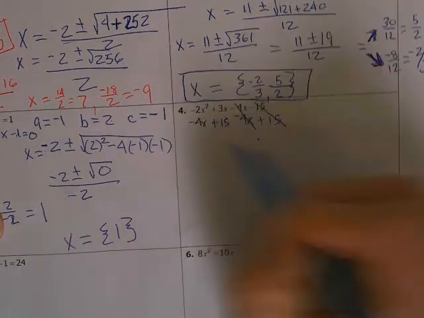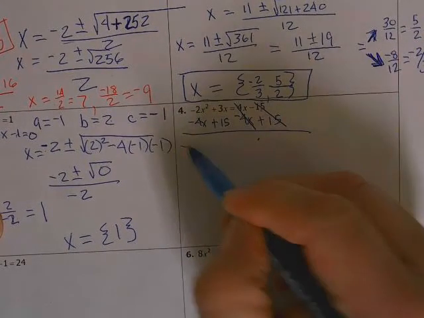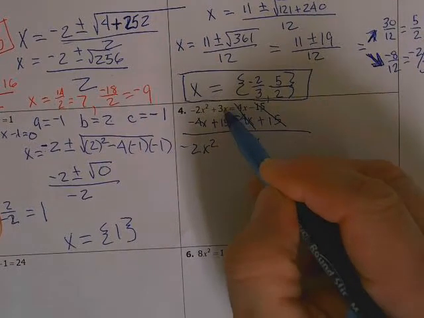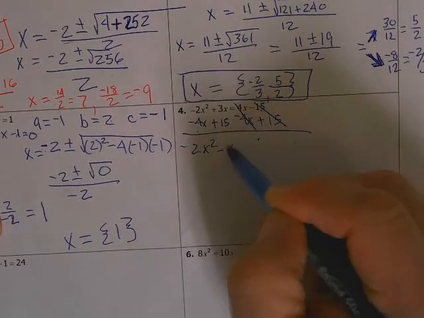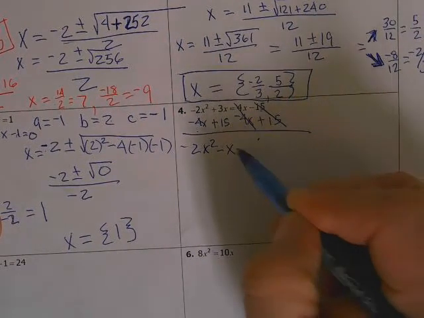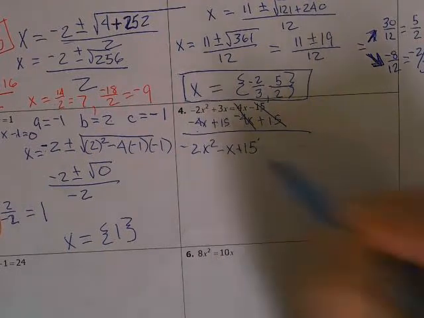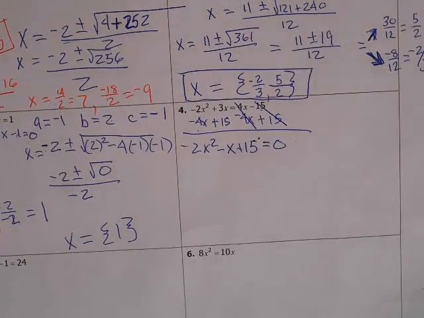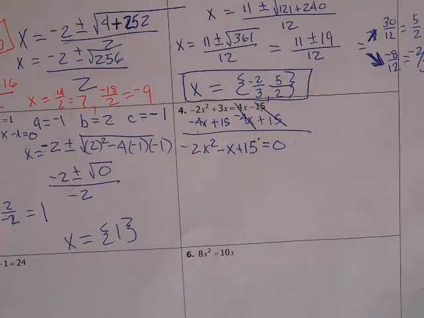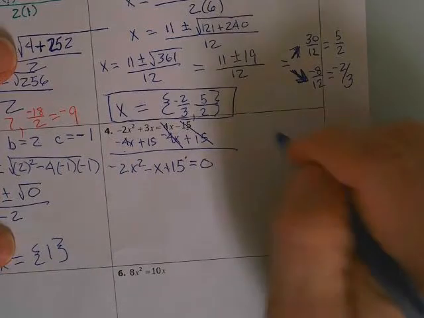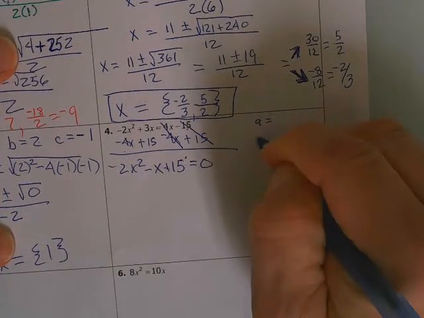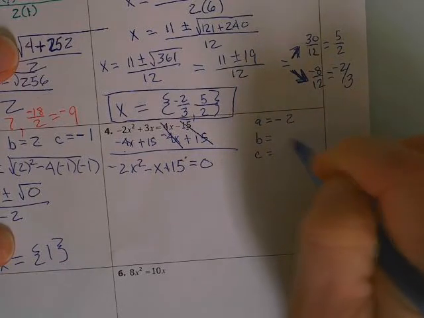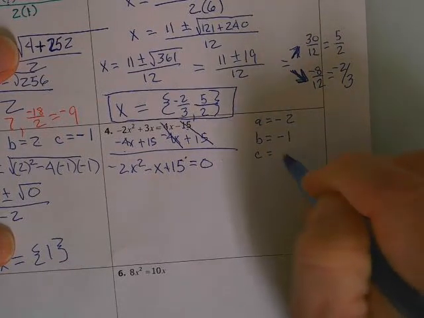Those cancel out. I'm left with negative 2x squared. 3x minus 4x is minus x, and then plus 15. That equals 0. Now I have it in standard form. I can pull my a, b, and c. A is negative 2, b is negative 1, and c is 15.